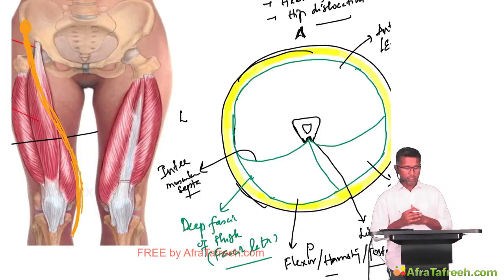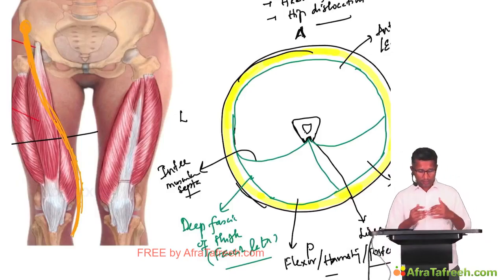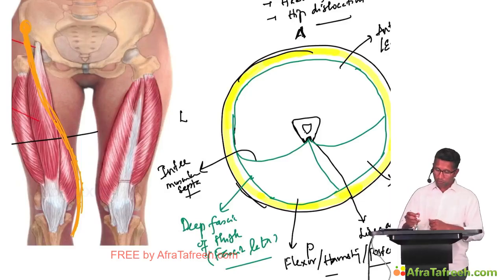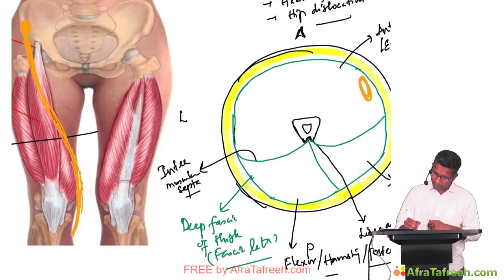Now when I make a cross section of the thigh, approximately in the mid thigh or a little bit low, the sartorius is more on the medial side. So if I see a muscle on the medial side in the anterior compartment, this muscle will be the sartorius muscle.